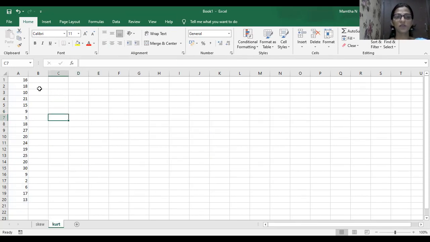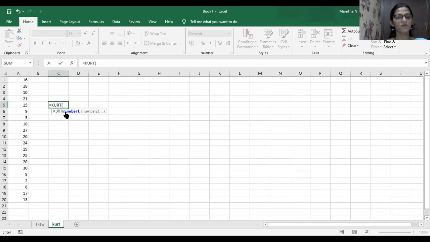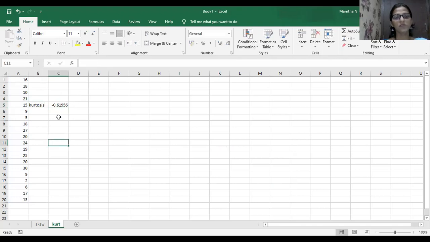In the same way, to calculate the kurtosis, let me consider the same data set. There is a formula equal to KURT. Double click on the formula, then select the data range, close the bracket, press enter. You are getting the value of kurtosis. So here the kurtosis is negative, and it is less than 3. That means it is a platykurtic distribution. This is the conclusion that we should write. So this is how we can calculate skewness and kurtosis of a distribution of a data set using Excel.